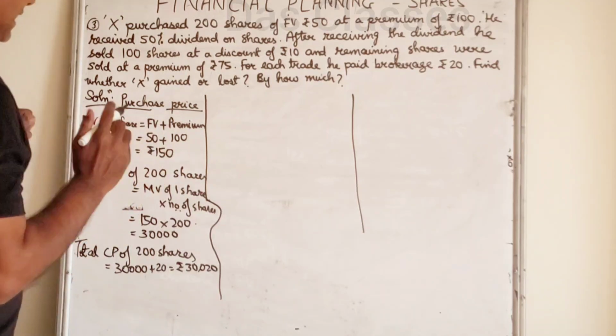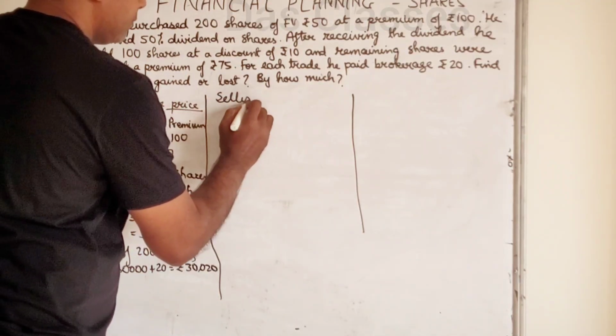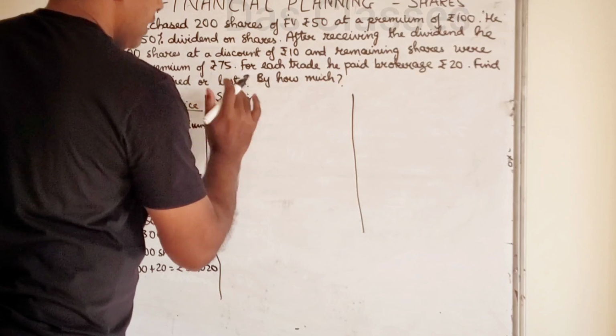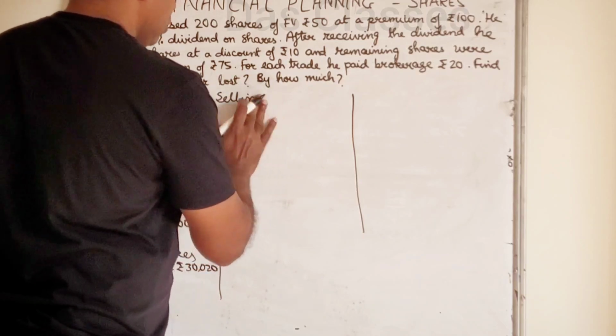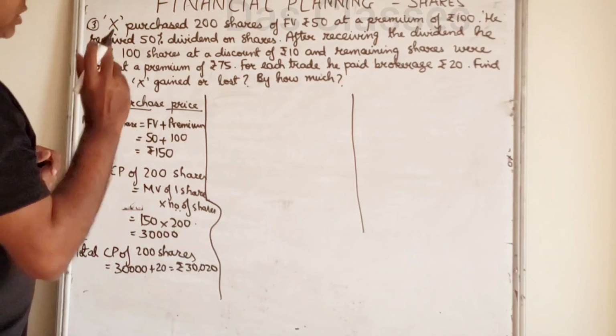Okay. Now the selling price of the shares. Let's find out the selling. No, we'll go step by step. So first he received a dividend.